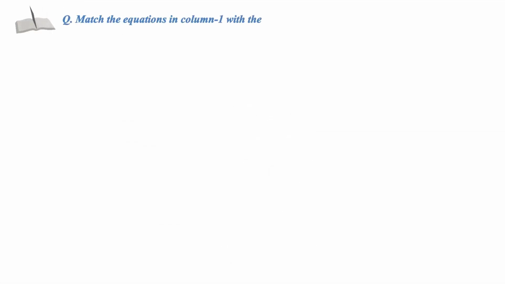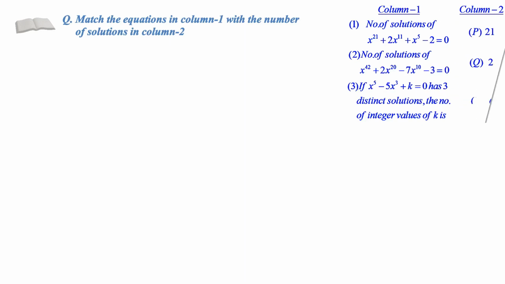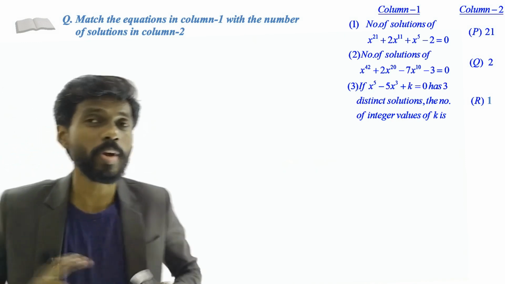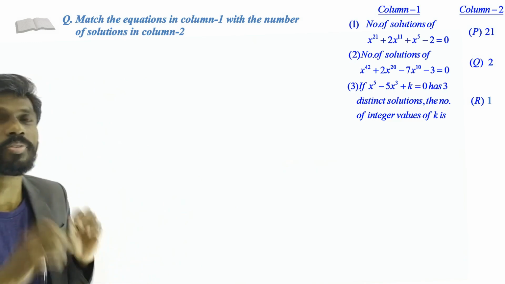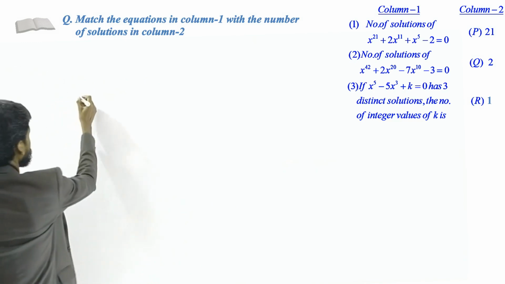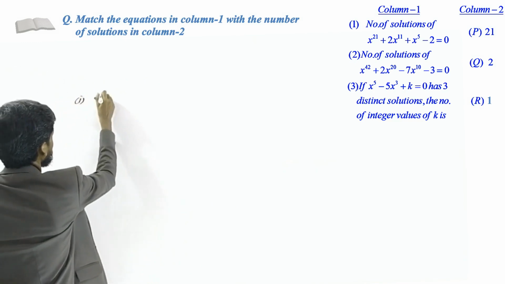Match the equations in column 1 with the number of solutions in column 2. Here 3 equations are given. We have to discuss the number of roots of the equation. Alright, so let us take it one by one. So the first one is very simple. See the first equation. Let us take that as f of x.